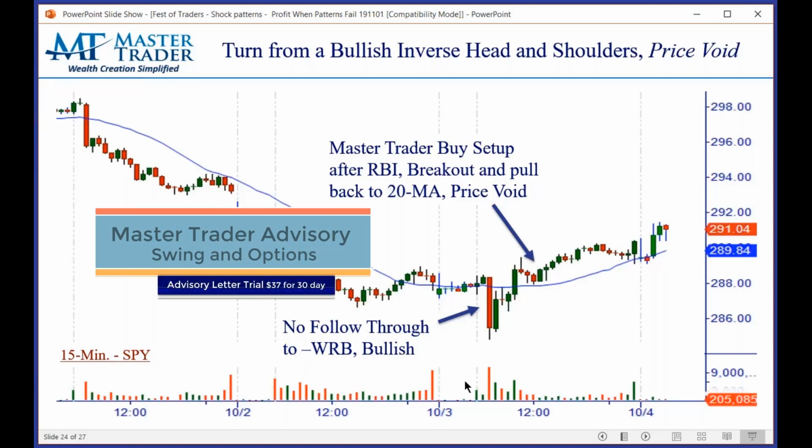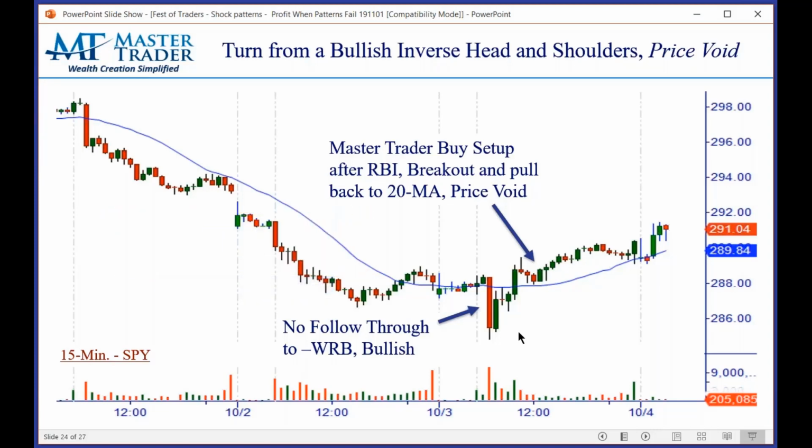This was the dead low of the recent reversal from this pattern that I'm sharing with you today, folks. The shock pattern of breakdown failure, red bar ignored, price void. You've got to put all these concepts together.